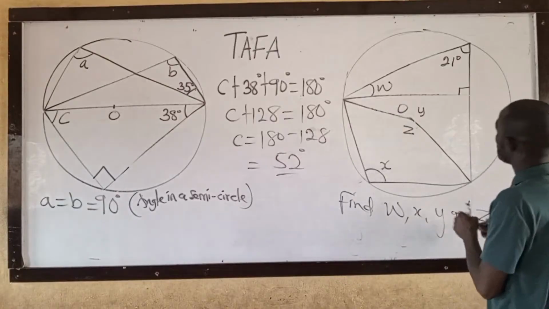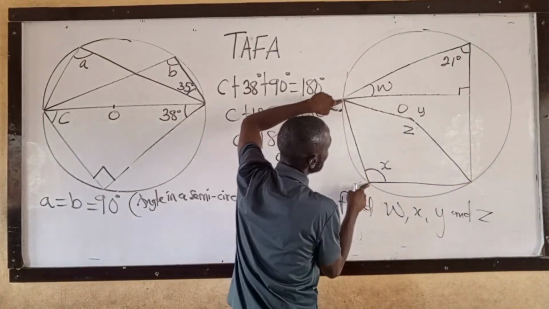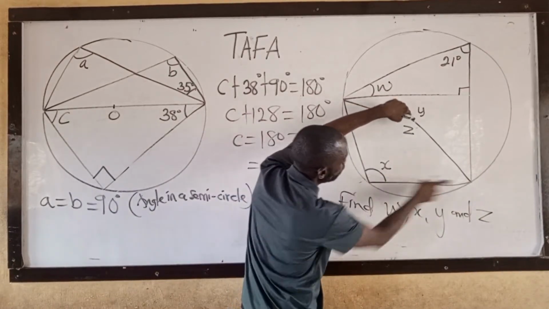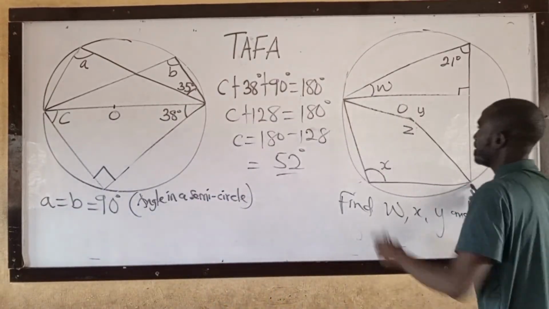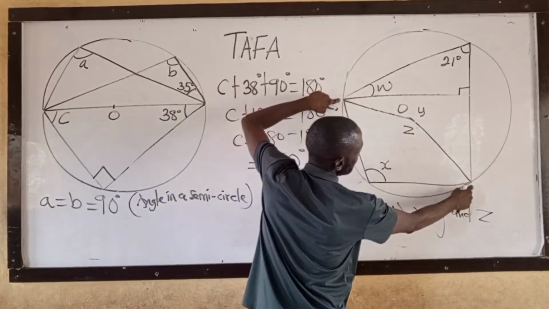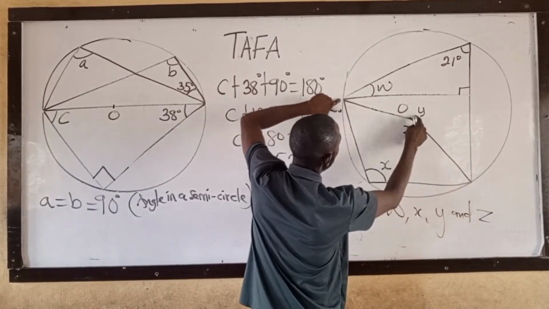Look at this. This one and this one, they meet at any point. This one goes here, this one goes here. I can't use that. They meet at any point. This one and this one is an arc. Then at any point, yes. This one goes here, this one comes here.